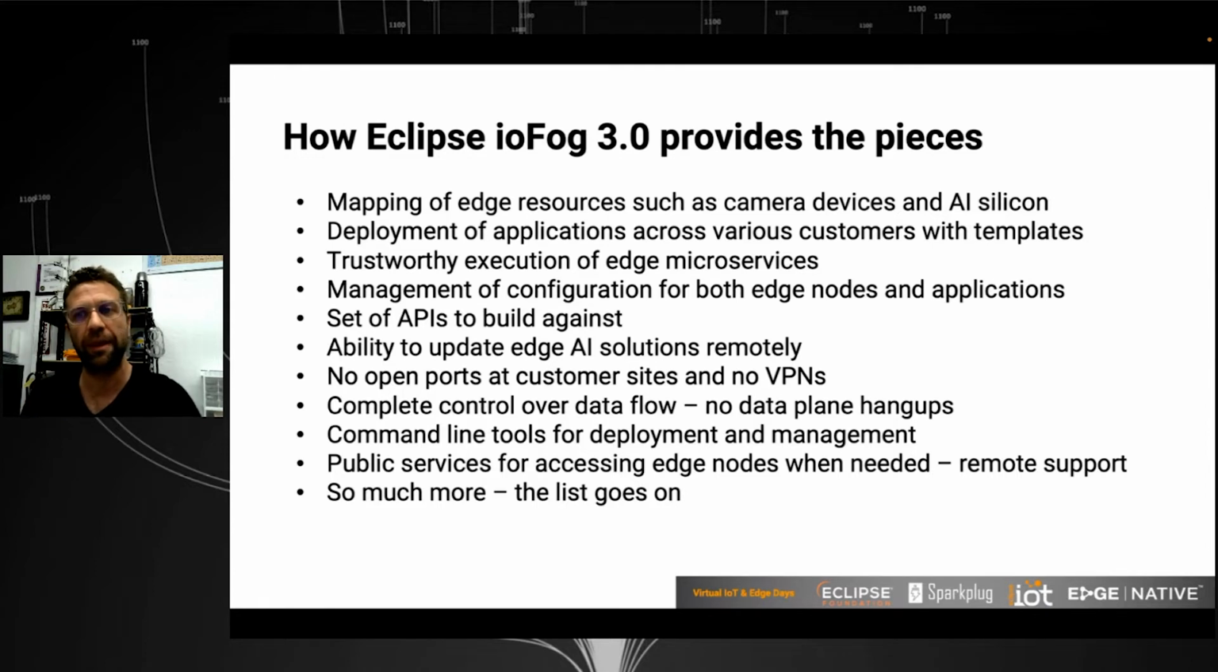But let's walk through a couple of them. So you absolutely have to be able to map the edge resources such as camera and the AI accelerator silicon onto that edge node so that you can do proper deployment, management, and so on. And that's new with ioFog 3, as I mentioned, edge resources. The deployment of applications across various customers with templates, that's your application templates in action. And if you don't have this, then every deployment requires too much manpower. And so this is a key addition that unlocks scale AI at the edge.